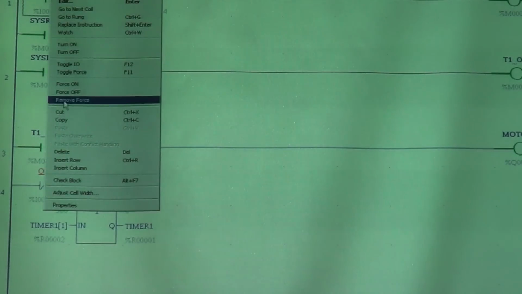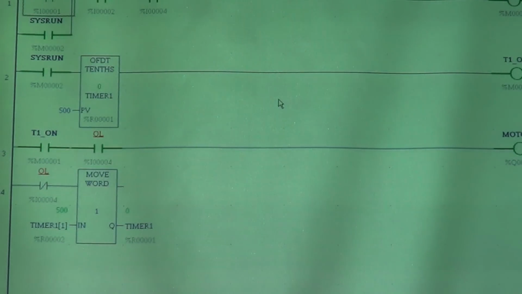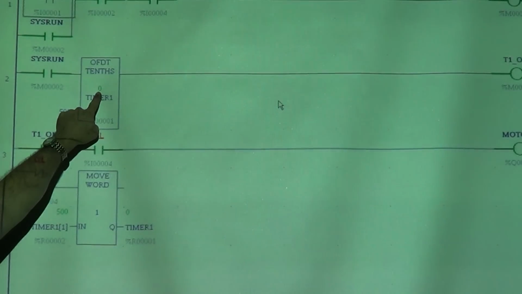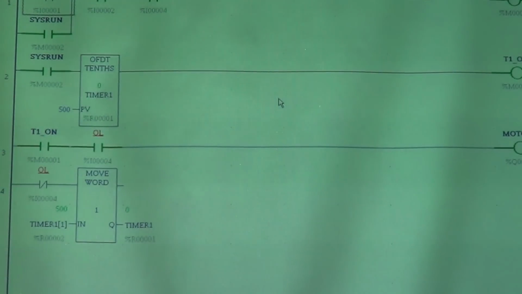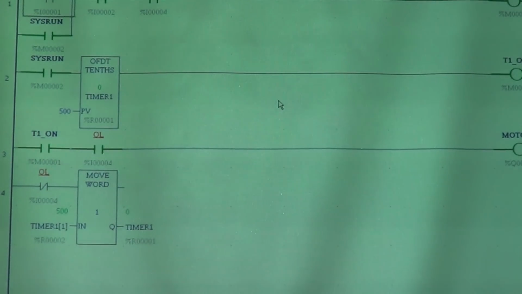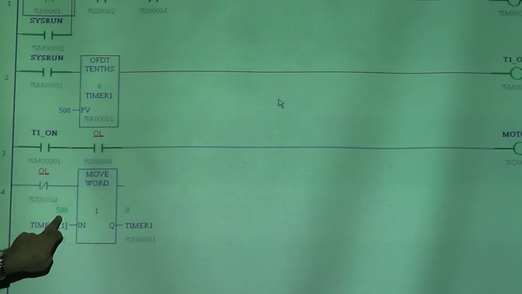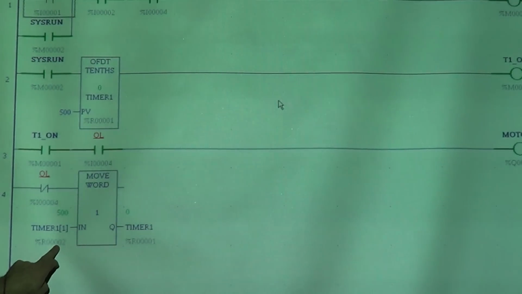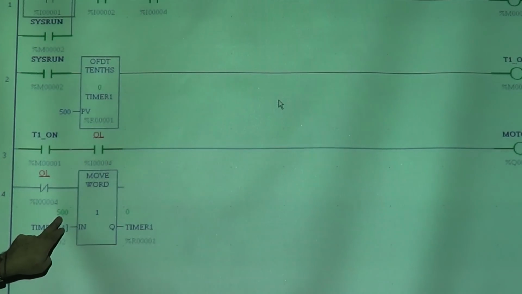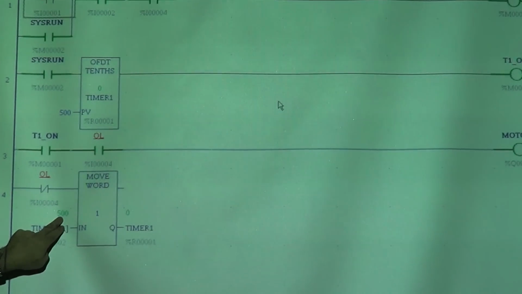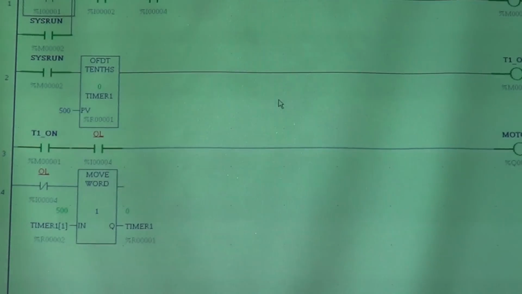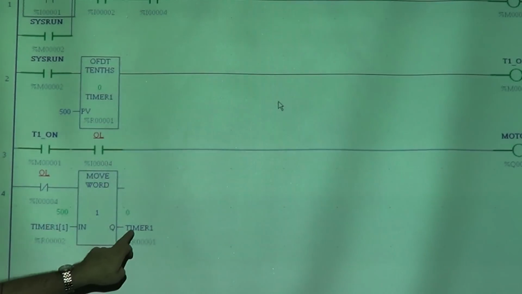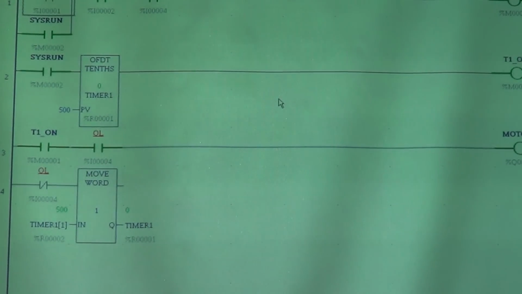Force on. Okay, motor's running, right? We're all set up here. We have zero. The CV is set to zero. It's ready to start timing, right? Now, if I trip this overload, look at what it's doing. It's pointing to register 2, and it's telling us that register 2 has a value of 500. And it's just waiting to move that 500 into timer 1.